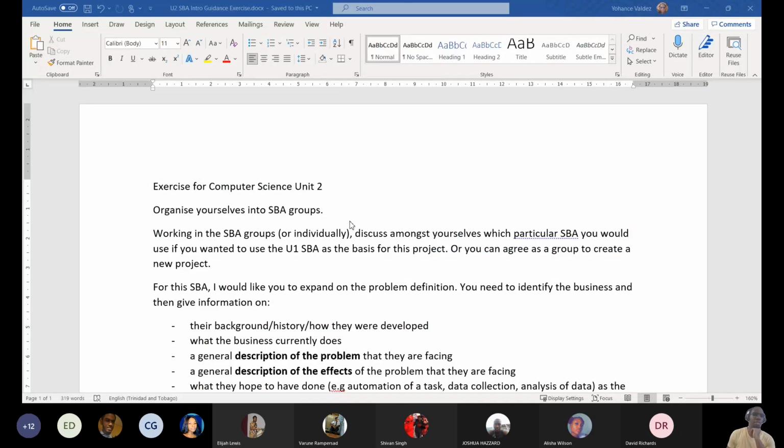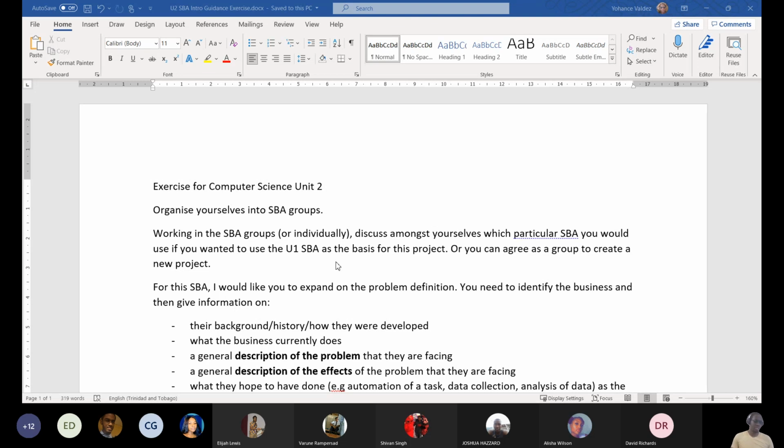Okay, so we want to start with the SBA groups. We want to organize ourselves into SBA groups. We've done that already. Everybody has their group.